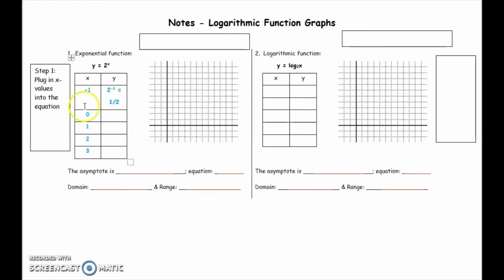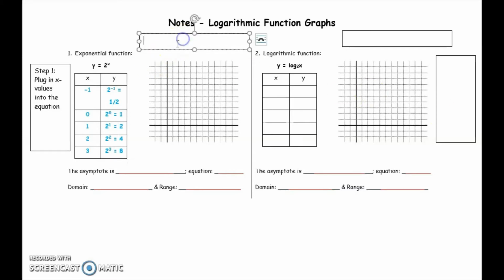Here we are going to have 2 to the 0 power, and this is where you would all yell, what's anything to the 0 power? 1. That's right. So smart. Okay. 2 to the first power, well, that's just itself. That's 2. 2 squared, that's 4. And 2 cubed. Now remember that's 2 times 2 times 2. So that's 8.